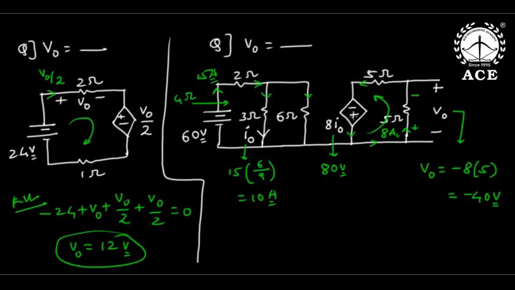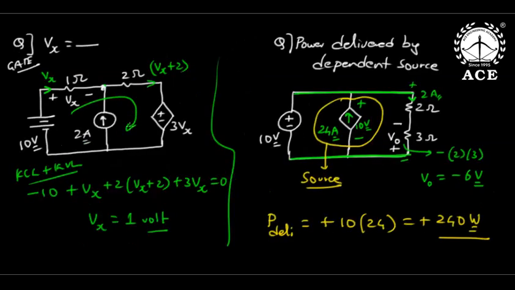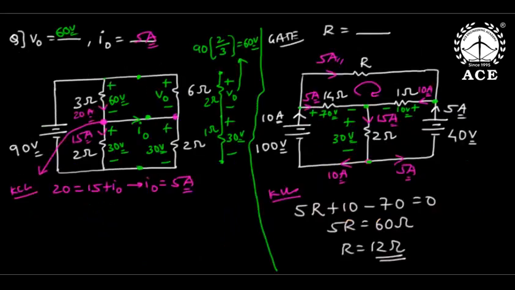Now these are independent mesh concepts. Again, I got V0 by simple current division and Ohm's law. Here, though there are so many sources, simple KCL, KVL and Ohm's law helped us. That is what I want to prove. Be simple in life. And here also the power delivered by the dependent current source is positive as it is acting like a source. This is an interesting problem where I need V0 and I0. V0 is 60 volts and I0 is 5 amperes.